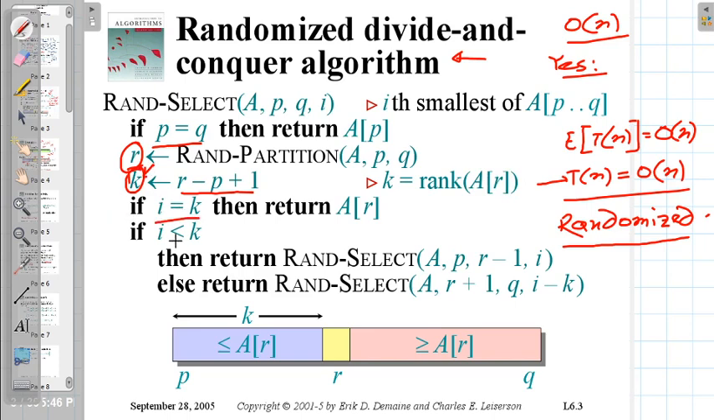And then if I equals k, so I in our case was 7 and k in our case was 4. If I equals k, then return that, that means that smallest element we are trying to find out. Otherwise, if I is less than k, then we have to search for the I-th smallest element in the left hand side list, p to r minus 1. Else we recursively solve the right hand side list, r plus 1 to q, with the smallest element I minus k, that means 7 minus 4. This is the idea of this randomized divide and conquer algorithm.